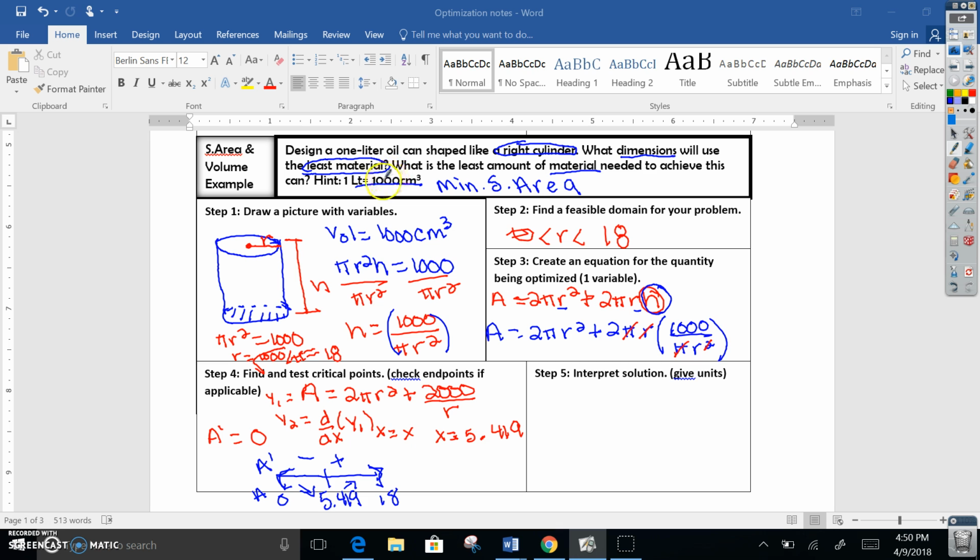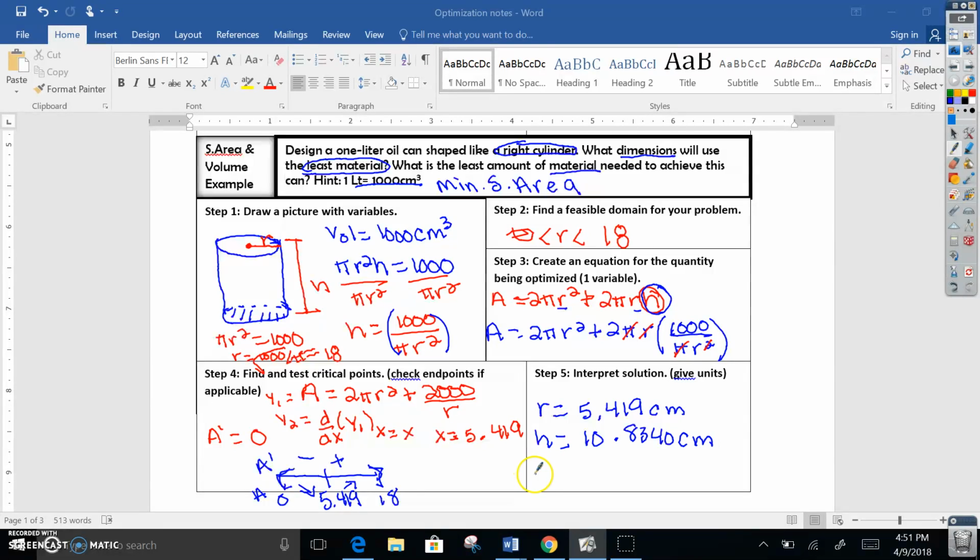And so let's go ahead and make sure we have the right answer. It says, what dimensions will use the least material? Well, we know our radius is going to be 5.419, and that's going to be in centimeters. So that means our height is going to be 1,000 divided by pi r squared. If you put that in a calculator, I believe it comes out to 10.8340 centimeters.